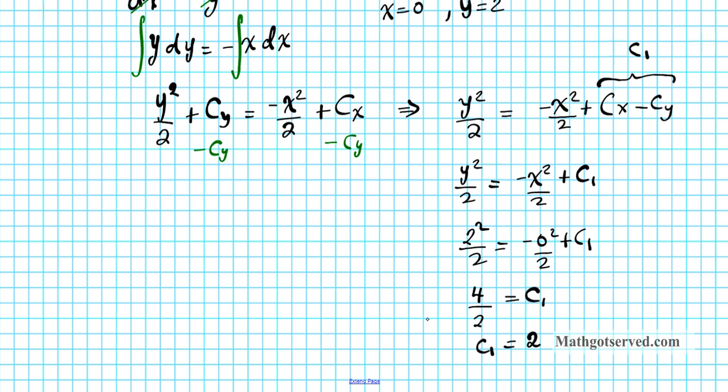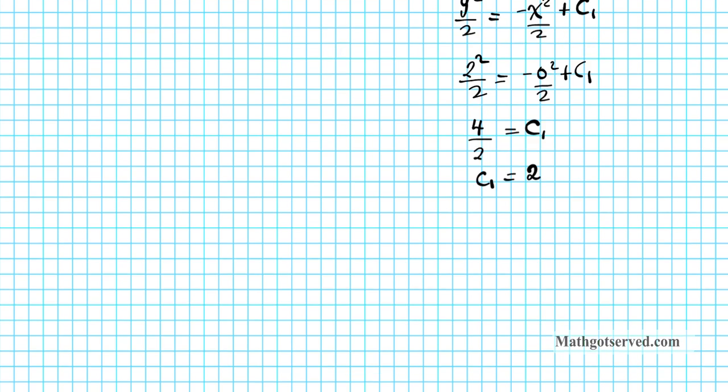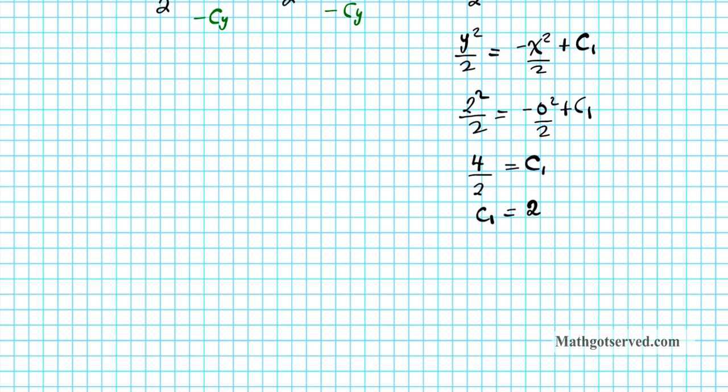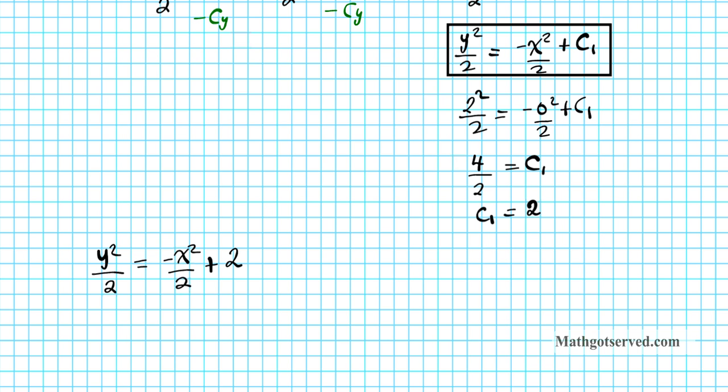Okay? All right. Now, what I'm going to do is plug this back into this equation right here and solve for y. So let's go ahead and do that. Plugging it into this equation right here, we have y squared over 2 equals negative x squared over 2 plus C1, which is the value of 2. Okay, let's solve this equation for y, and that will be the solution, all right? So we multiply both sides by 2. We'll have y squared equals negative x squared plus 4.